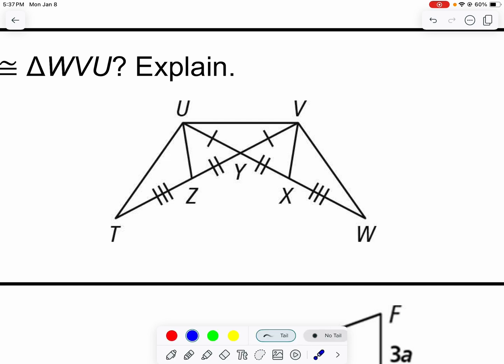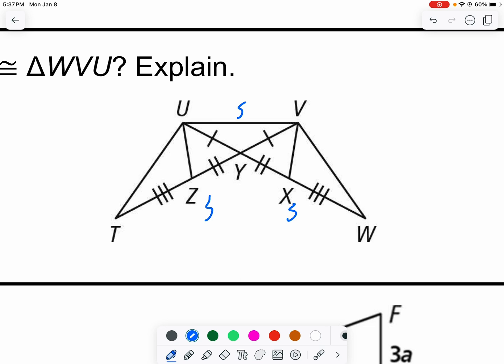Okay, so let's take a look. TUV is right here, and WVU is right here. How can we say that those two triangles are congruent? Well, if we take a look, T to V has a side. These three sides are the same as these three sides. So that's one side that kind of matches. So we have a side here, and then we've got a side here as well. Take a look at UV. They both share that. So this is a side as well. So far we've got two sides.